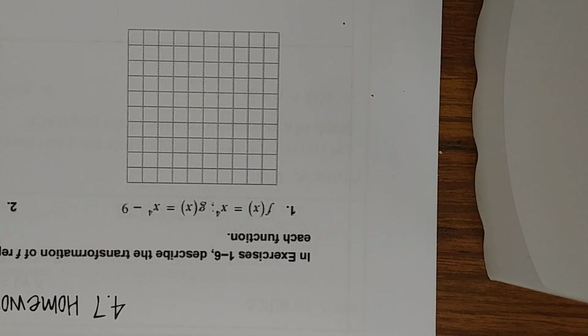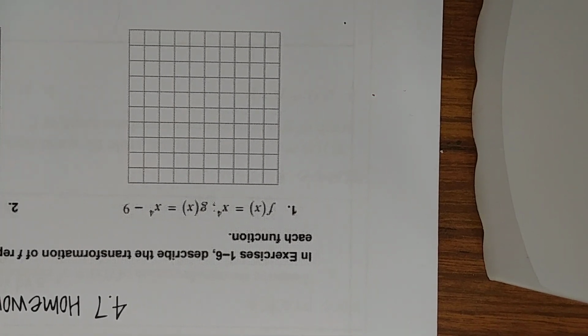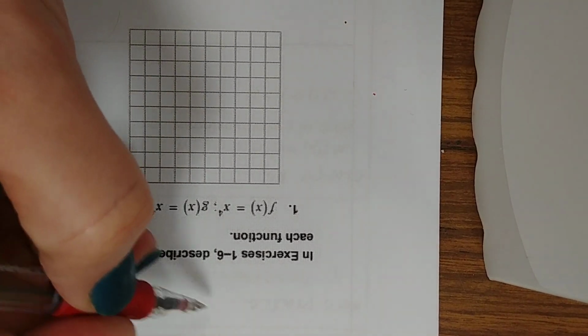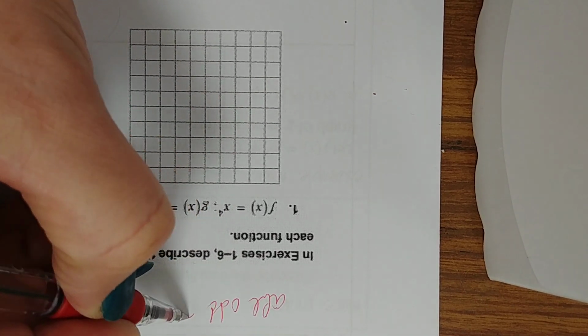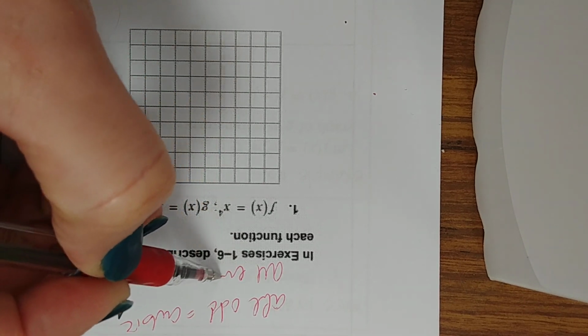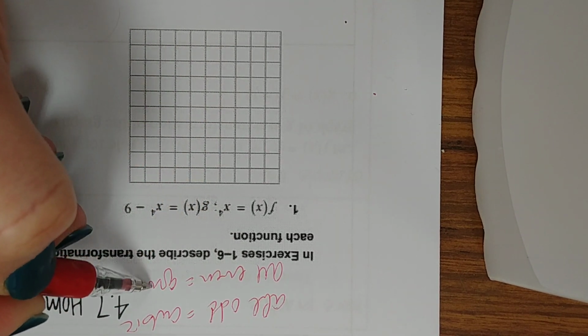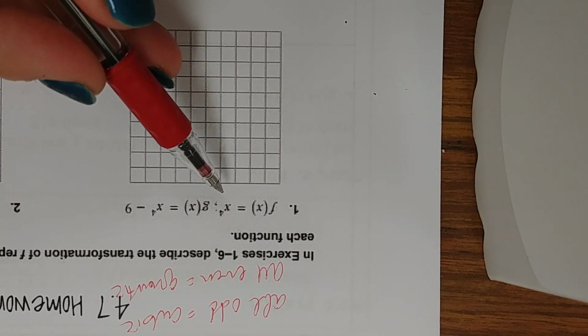So this set of notes is actually the 4.7 homework, which I've asked your class to do during class time. One thing I'm going to suggest is that anything that's an odd degree polynomial, make it a cubic, just because they're so much easier to graph. And all even degree polynomials, make them quartics. So number one's already a quartic, so I'm going to start by graphing the parent.